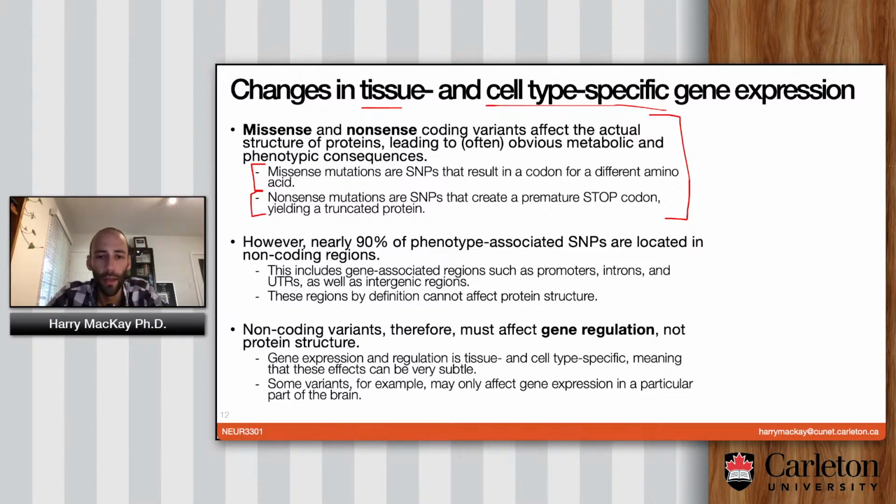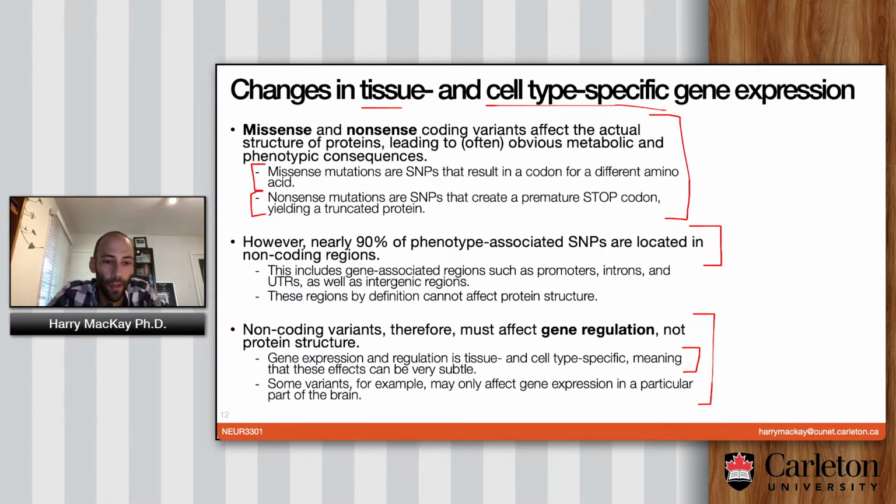However, about 90% of SNPs that affect phenotype are located in non-coding regions. So how could a SNP that doesn't change the protein code or the structure of the protein possibly affect phenotype, right? This is the big question, because when you look at the genome-wide studies that we do, most of the changes happen in non-coding regions. They must therefore affect gene regulation, not protein structure. And as I said, gene expression is tissue and cell type specific, meaning you have to look exactly in the right tissue. You can't just look in some random tissue you happen to have access to. It has to be in the exact tissue you are curious about.